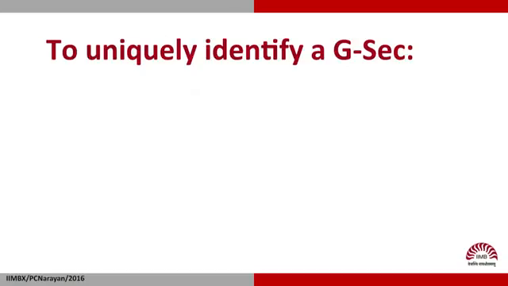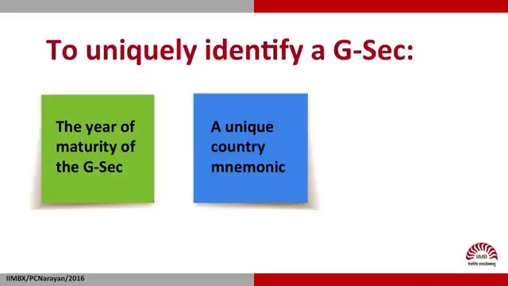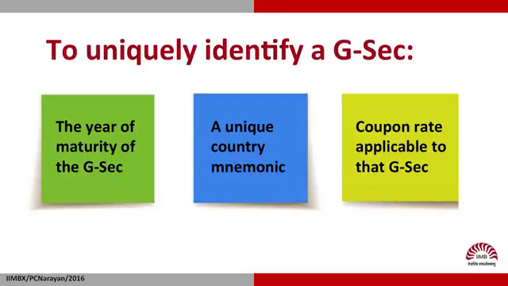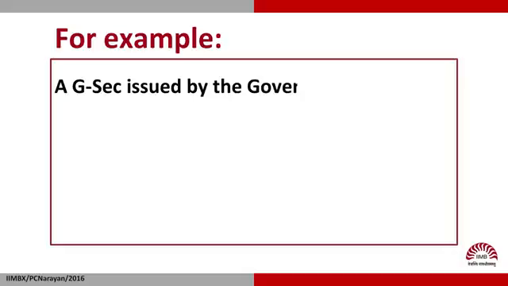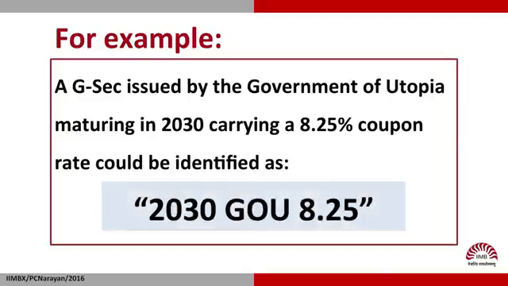The name gilts stems from the fact that the government, who is the issuer of gilts, would be the only risk-free entity in that country, and hence the probability of default would be 0. The nomenclature to uniquely identify a G-Sec comprises 3 parts: the year of maturity of the G-Sec, a unique country mnemonic to identify the issuing government, and the coupon rate applicable to that G-Sec. For example, a G-Sec issued by the government of Utopia, maturing in the year 2030, carrying a coupon rate of 8.25% could be identified as 2030 GOU 8.25, and this is how it would be quoted in the Reuters screens and Bloomberg screens and so forth.